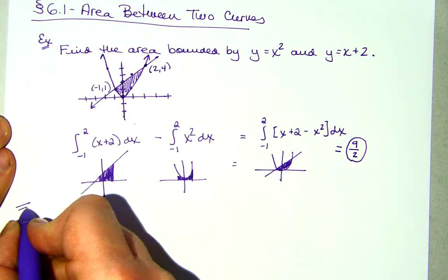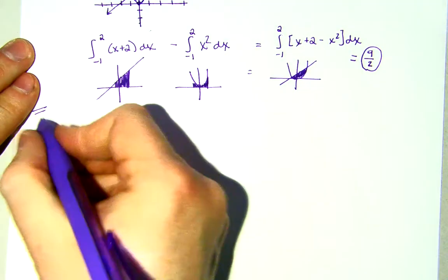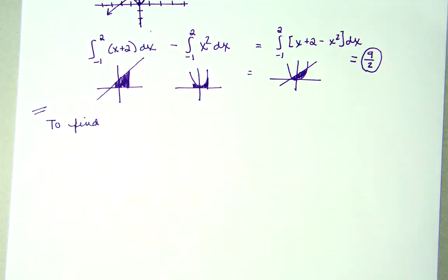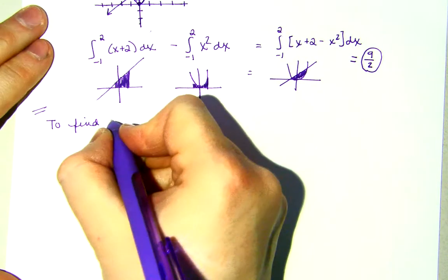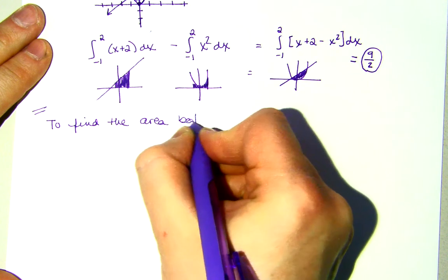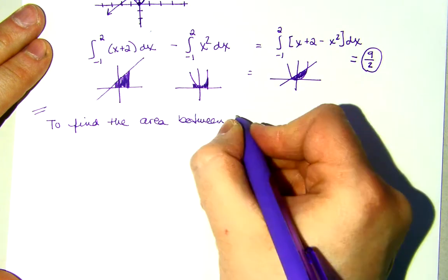In general, to find the area between two continuous functions, f of x and g of x.